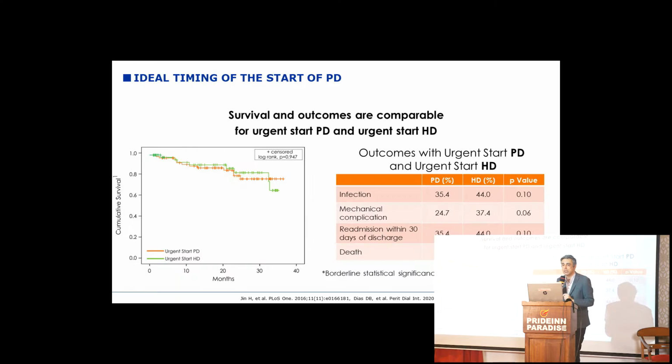We have two urgent starts: we can start with urgent PD and we can start with urgent HD. You might be thinking that PD might not be so optimal, but when we look at these urgent starts, it's almost the same. The survival and the other outcomes are similar. So that means we can also start with PD as an urgent approach.